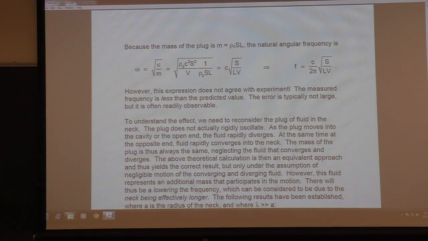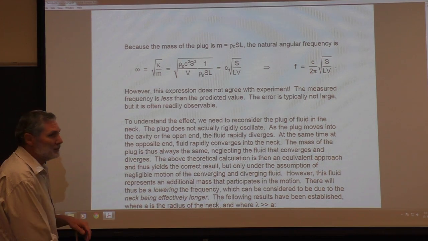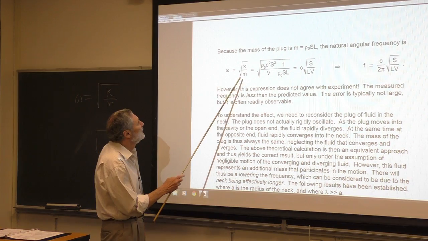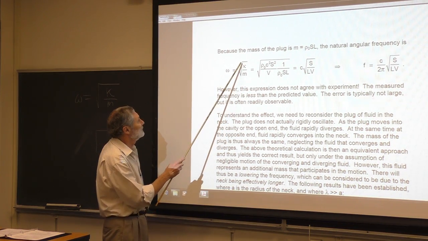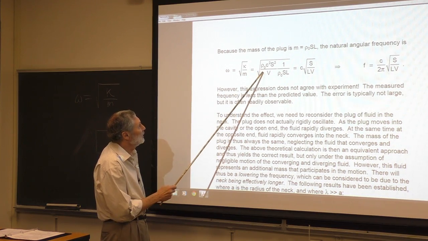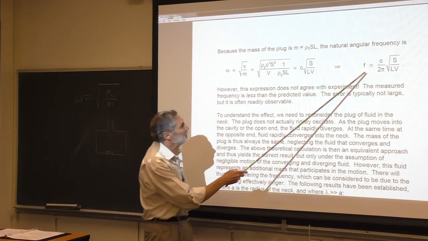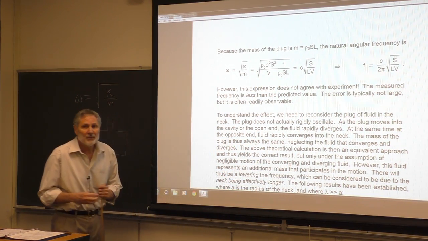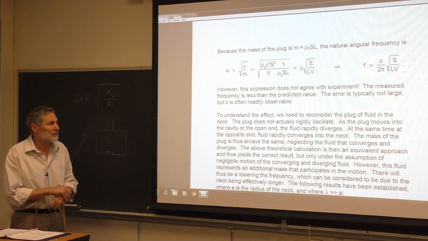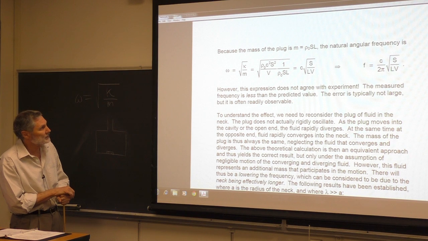That's all there is to it. But we've made approximations here, and we'll talk about those in a minute. So here it is, square root of kappa, the spring constant, divided by the mass. We substitute our expressions and simplify, and we get this. That's the predicted frequency, from our theory, for a Helmholtz resonator, for the resonance.